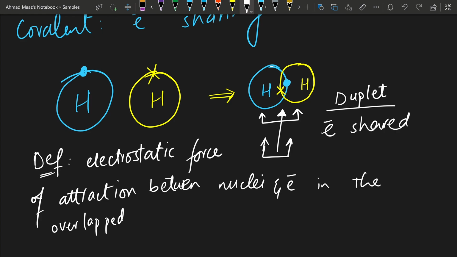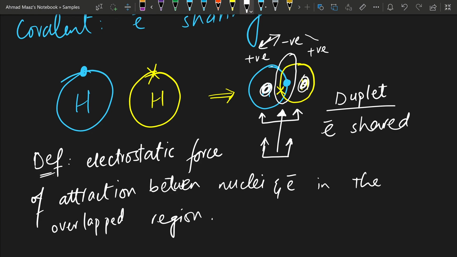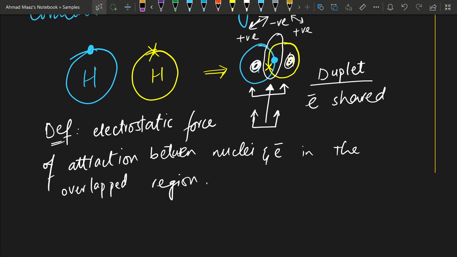Let me explain again. This region is overlapped, and the shared electrons are negatively charged, while the nuclei are positively charged. So this electrostatic attraction between the shared pair of electrons and the nuclei is what a covalent bond is. This force of attraction between the positive nuclei and the shared pair of electrons is the covalent bonding.